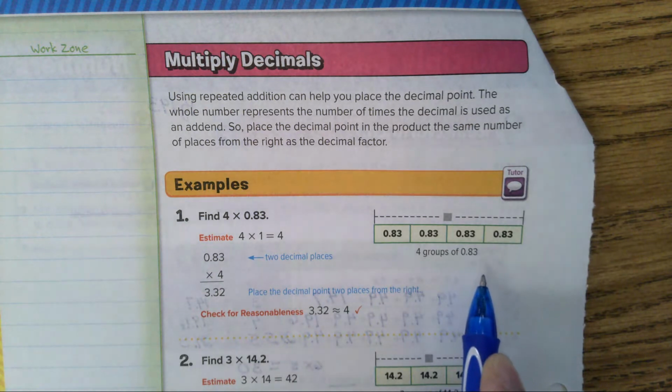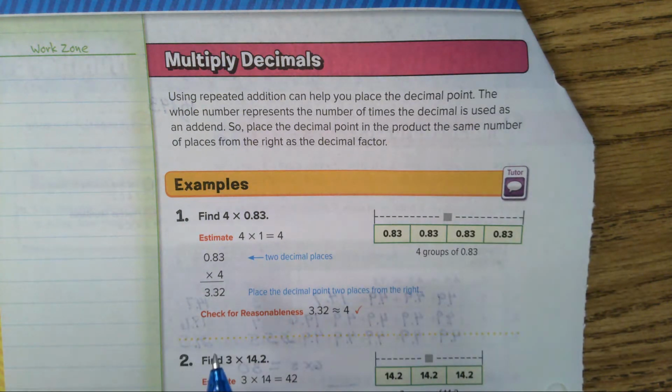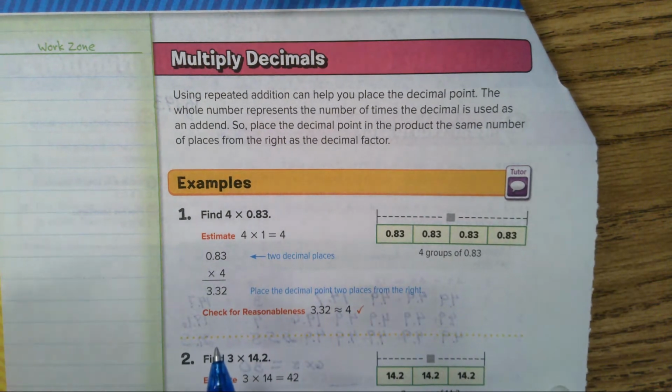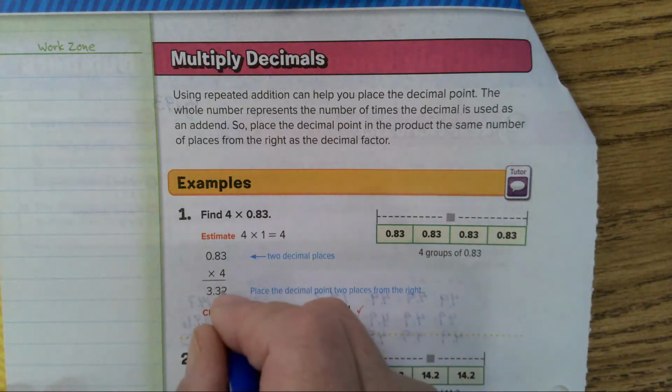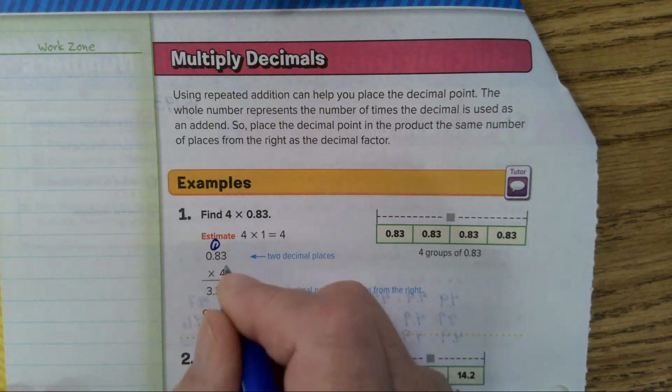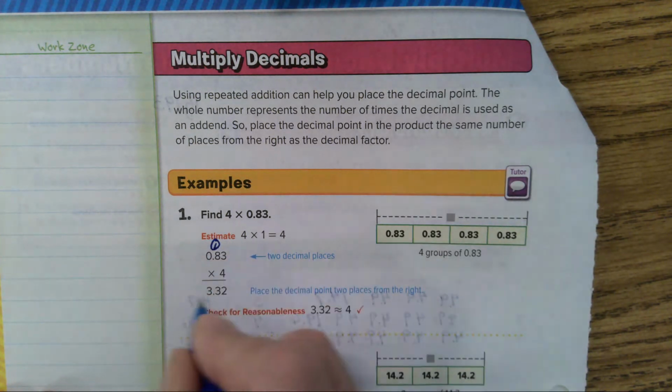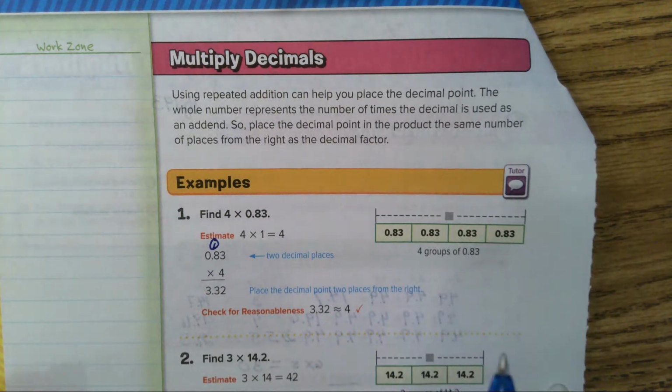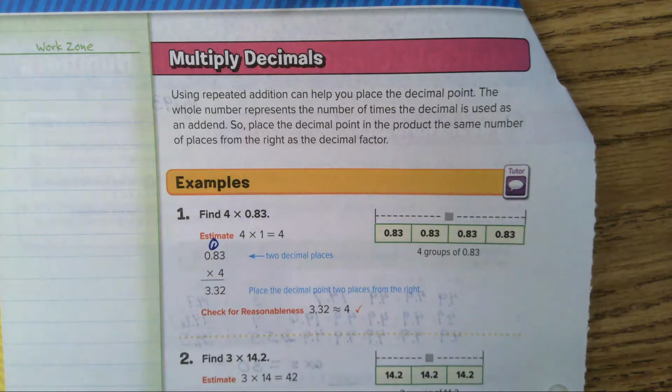Now, this is how you multiply it. You multiply like there are no decimal points in the problem, kids. 4 times 3 is 12. Put down a 2, carry a 1. 4 times 8 is 32, plus 1 is 33. Then you say to yourself, I'm done.